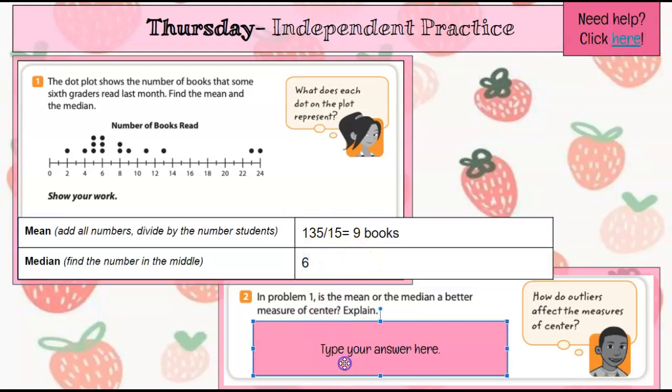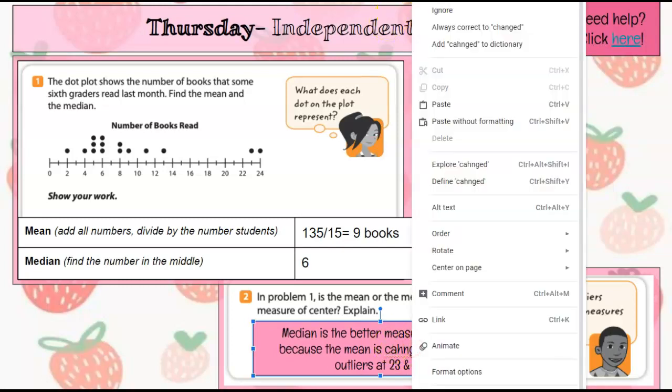So the median here is definitely your better measure of center because it's closer to the middle of most of your numbers. So the median is the better measure of center because the mean is changed due to the outliers at 23 and 24.